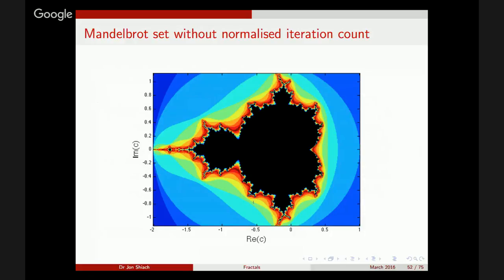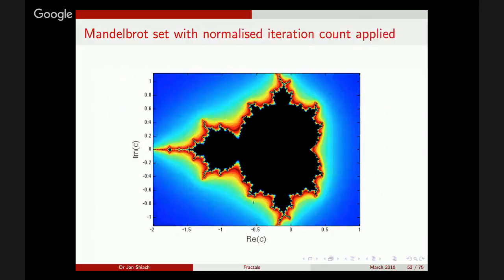So for example, every point in this blue region escaped on the same iteration. But we can normalise these iteration counts and it just smooths out the colours. And it gets all a bit psychedelic now, a bit hippie, tie-dye sort of stuff. Okay, so that's a Mandelbrot set.